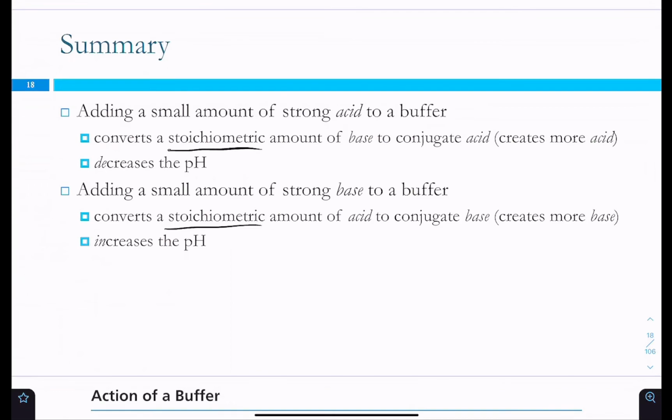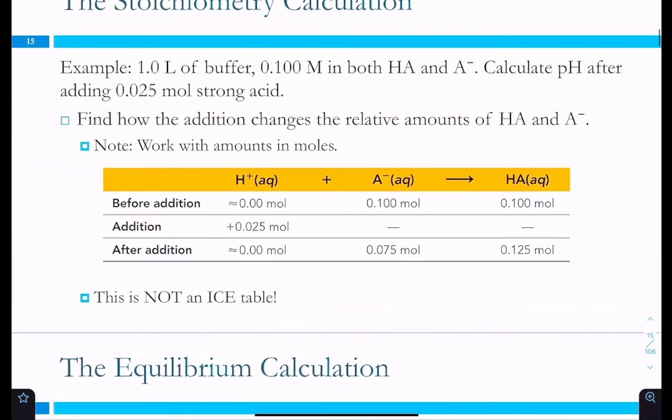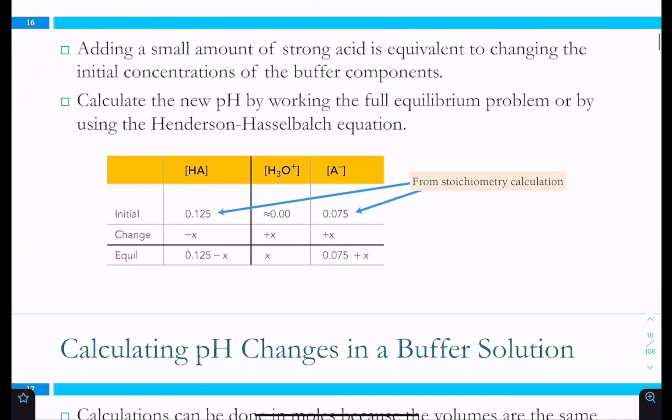And actually, take a step back here. When we did this stoichiometry calculation, notice that this is written out with the base on the product side. That's getting used up to produce that acid. When we come over here to do the equilibrium, we flipped that back to the way that we've been doing it, where the acid is the reactant and the base is the product.